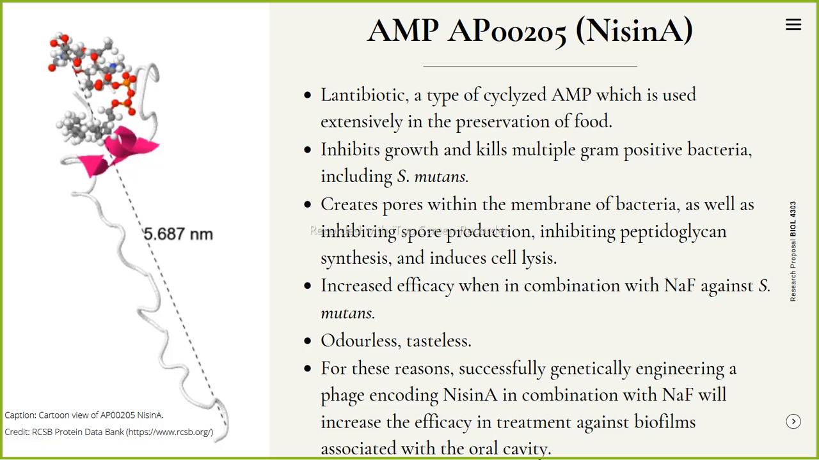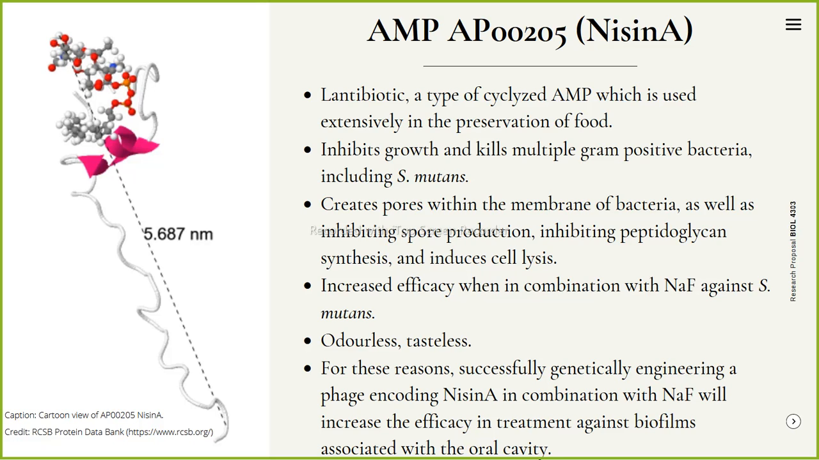So the way that it works is it creates pores within the membrane of bacteria, when it's in its bioactive form. And what this does is it makes it so that the bacteria isn't able to form ionic gradients. So it just makes it so that the cell sort of falls apart.